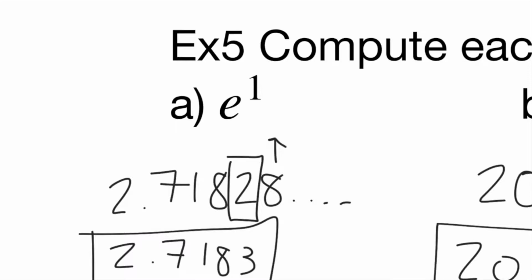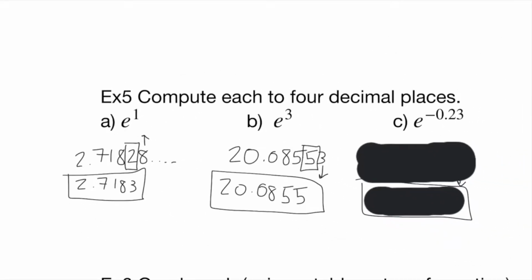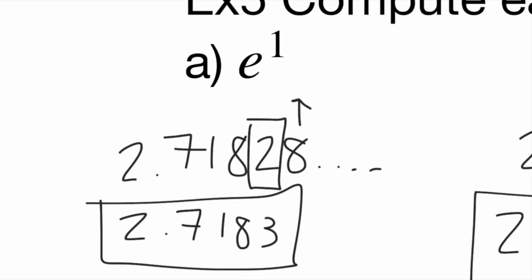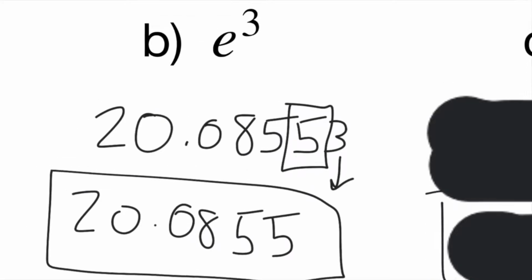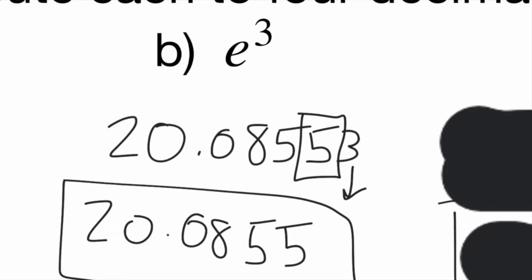The instructions for this particular example say compute each to 4 decimal places. So you've got to round. You look at the 5th decimal place, and you see it's an 8, so you round the 2 up to a 3, and that's it. e cubed would be this, and you see the 3, and it rounds down to just this, 4 decimal places.